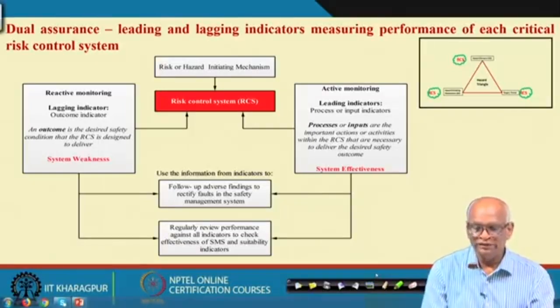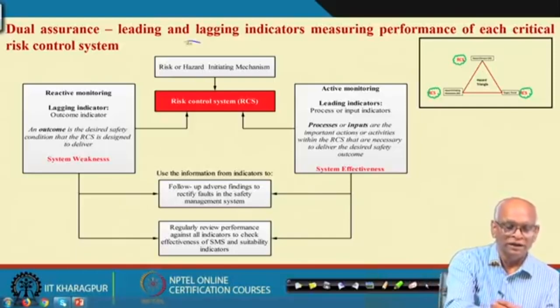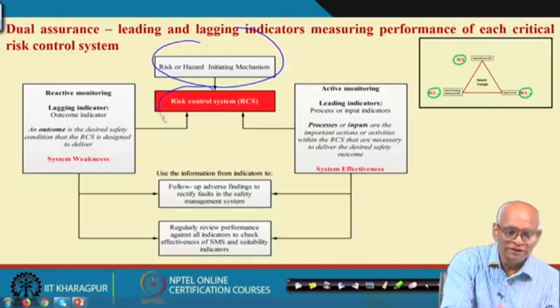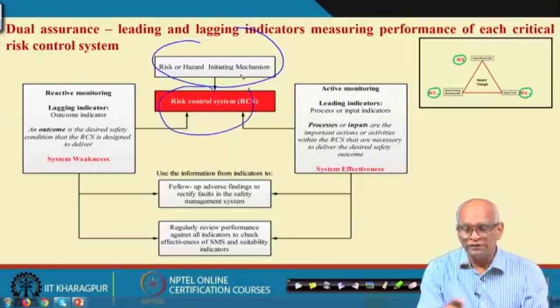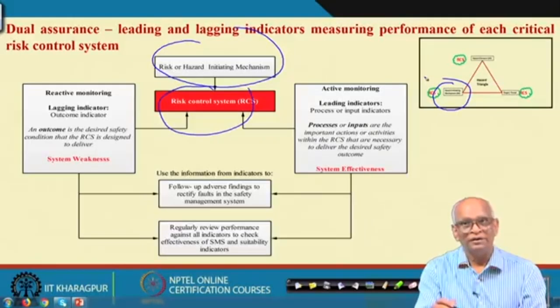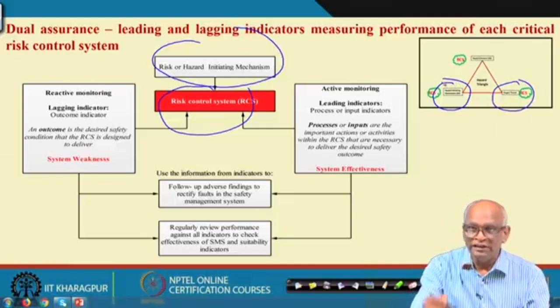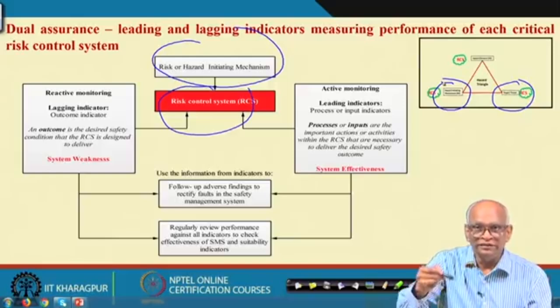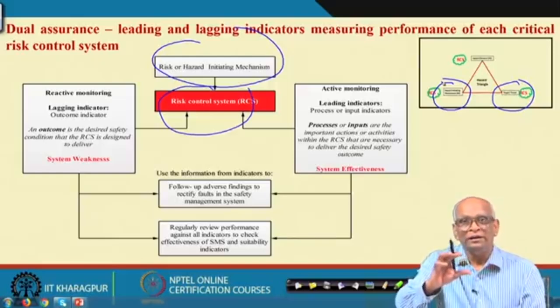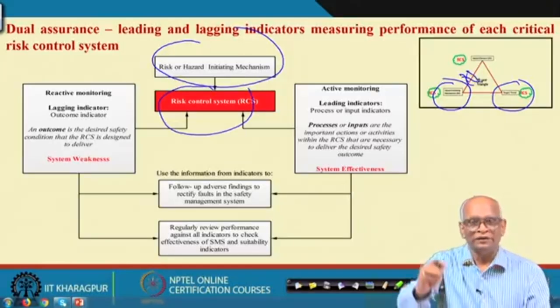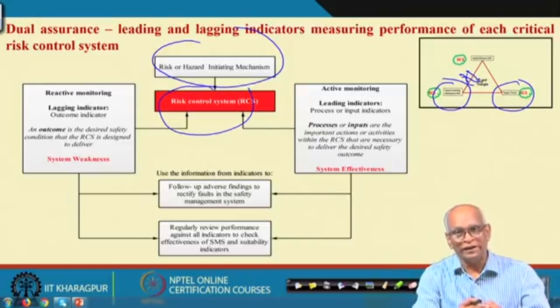So, what is dual assurance? You have the initiating mechanism. For the initiating mechanism, you put the risk control systems. Always at the initiating mechanism, if you do not control, then it will result in the target or consequence. So, at the initiating mechanism, you should not allow the hazard initiating mechanism to function. You have to put the intervention there, between the hazard element and the hazard initiating mechanism.